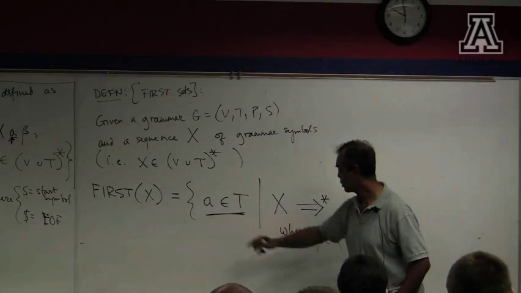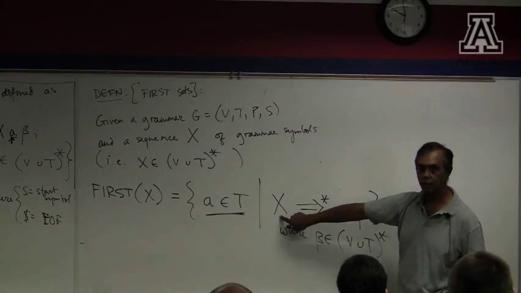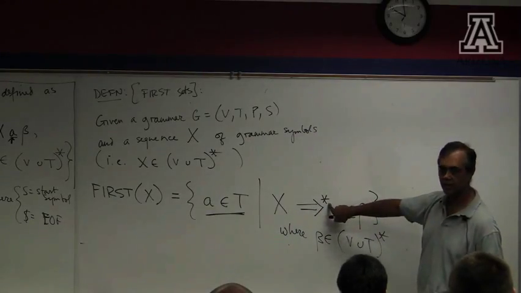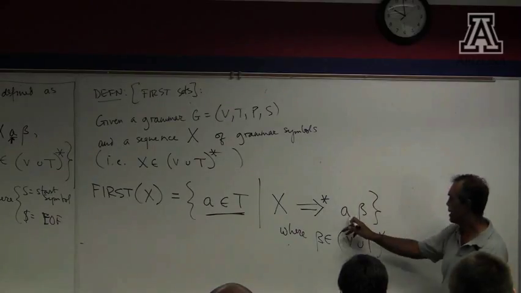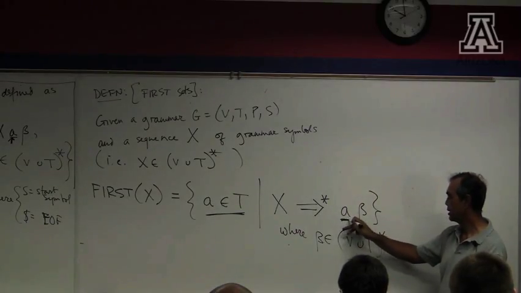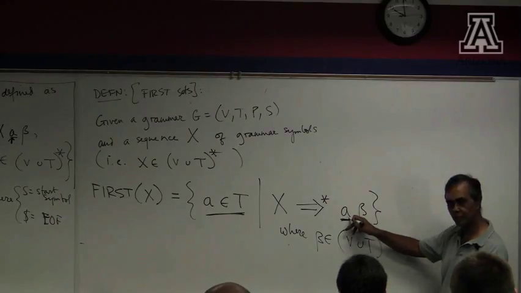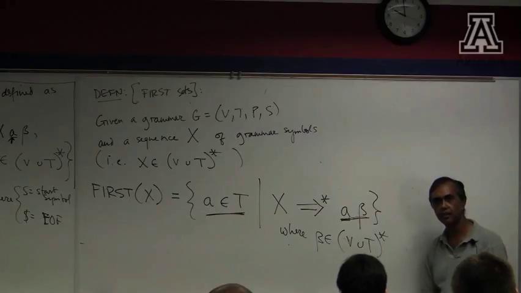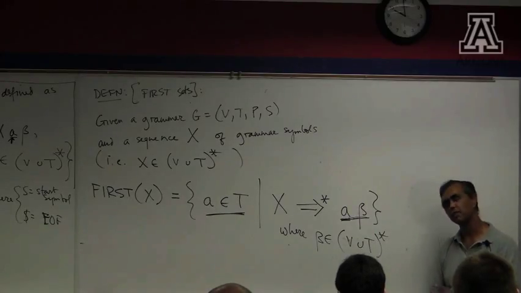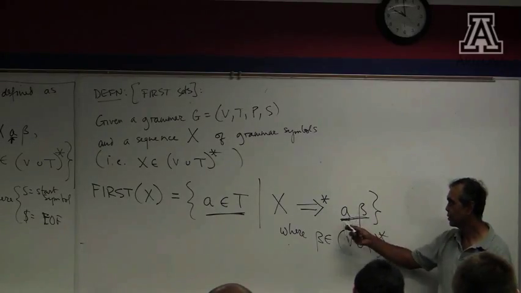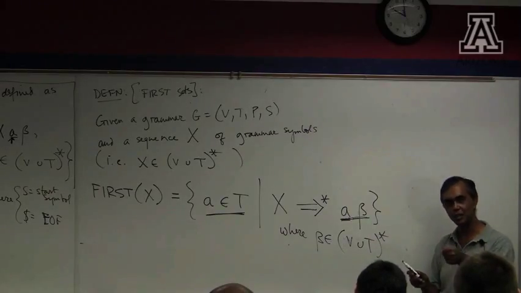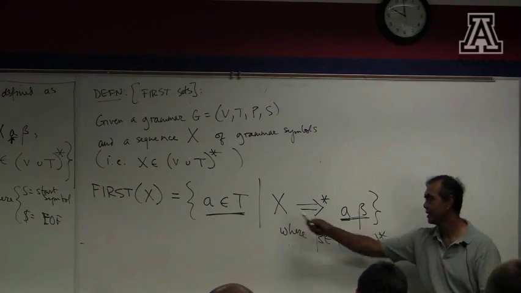And it's a set of tokens such that if I start with X and I start doing derivations, every possible derivation, I get the tokens at the leftmost position. These are the tokens that are in the first position of some string that X can derive. Not any string. Let me rephrase that. The first set for X is the set of tokens that are in the first position of some string that I can derive from X.